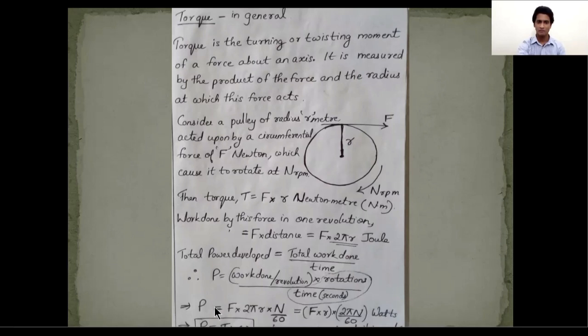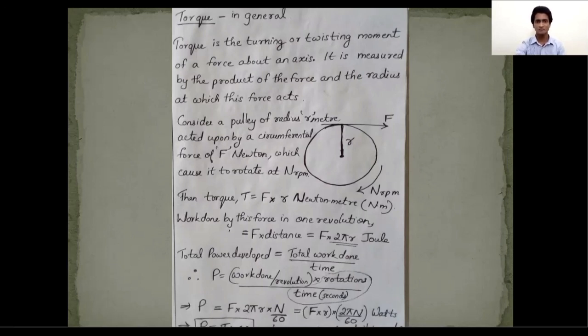So P is equal to F into 2 pi r into N by 60, where F into r we know is torque, and 2 pi N by 60 is omega, that is angular velocity in radians per second. So P is equal to T into omega. It is the general equation for power and torque.